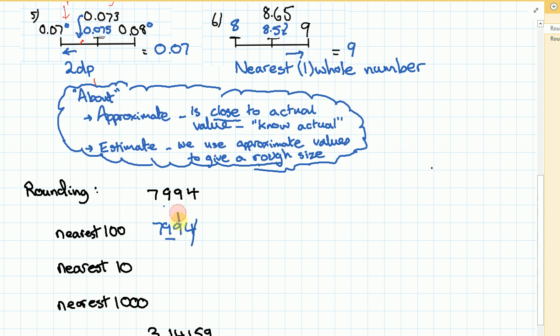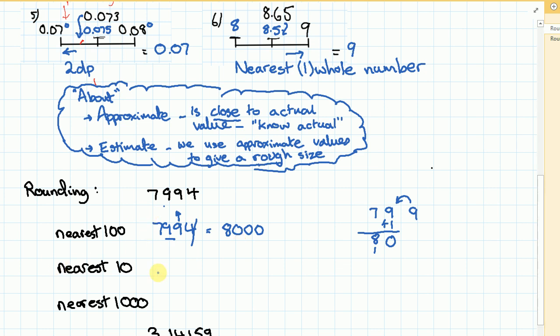We look at the 9, which is next to our 100 place that we want to know about. 9 says, make the next number bigger. So that 9 says, add 1 to the next digit, and our next digit becomes 10, so the 0 goes in that place. We carry 1 into the next column, so when we look at the 7, 7 plus 1 is 8. So these first 2 digits become 8, 0. The 9 we no longer worry about. So to the nearest 100, 7994 is 8,000.